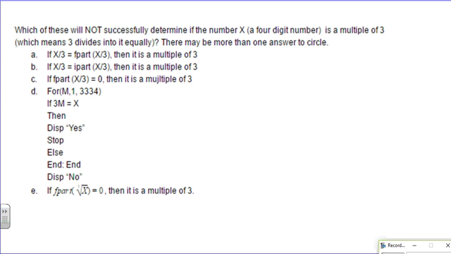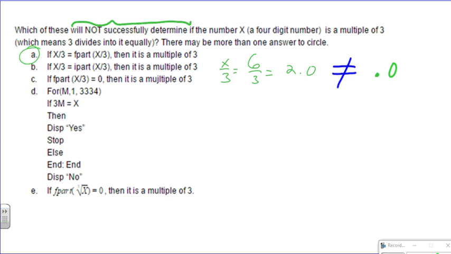Okay, part A doesn't really work because if x is a multiple of 3, like 6, then x over 3, which is 6 over 3, which is 2.0, can't ever equal the fraction part of that, because the fraction part of that is 0.0. So we're looking for tests that will not determine if x is a multiple of 3. A definitely qualifies. It does not work.